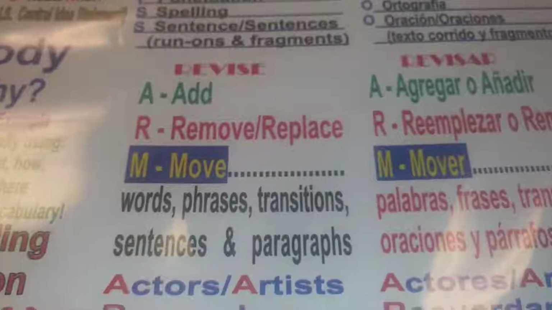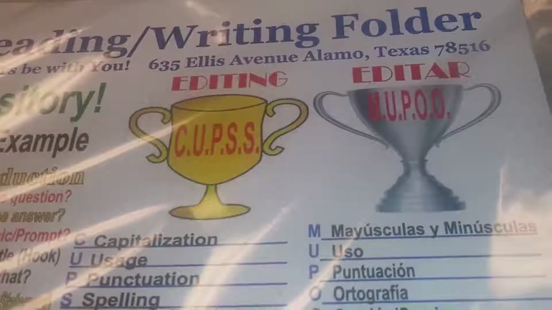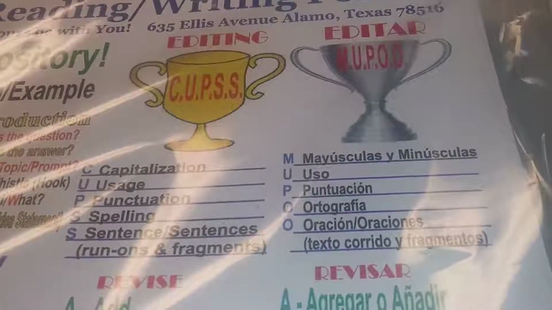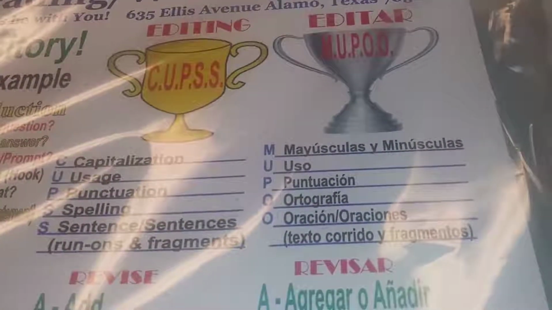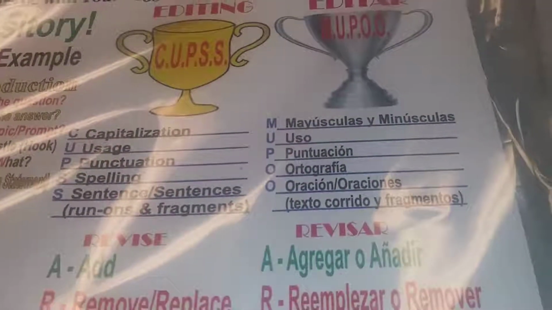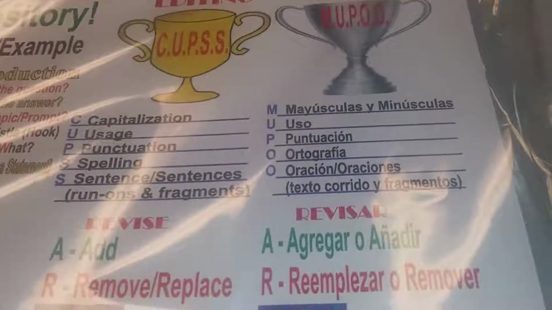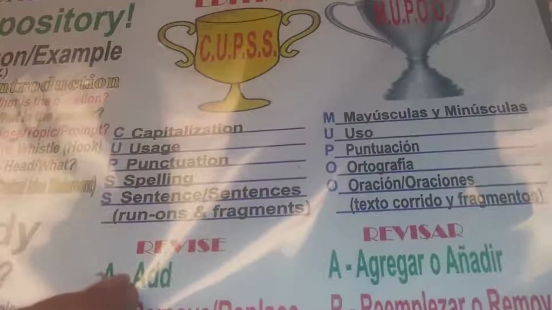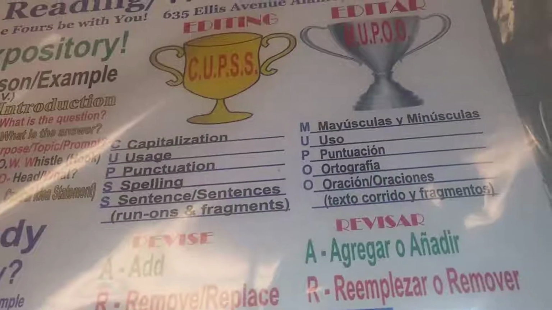For those of you that have dual language kids, I want to show you that I have in the primary reading for kids who are behind level, or because they're not ready to transition yet, you can teach them editing in English, CUPS and the S, editing in Spanish, MUPO: mayúscula y minúscula, uso, puntuación, ortografía, oración, oraciones, texto corrido y fragmentos, and it uses basically the same exact order, but I call it MUPO.